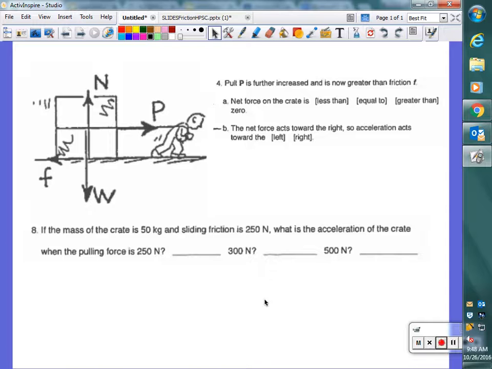All right. So let's finish up here this sheet for question number 8. Question number 8 relates to question number 4. So we said in question number 4, P is increased and is now greater than friction. So we said that the net force is greater than 0, and then if the net force acts to the right, acceleration is to the right. So for 8, if the mass of the crate is 50 kilograms and sliding friction is 250 newtons, what is the acceleration of the crate when the pulling force is 250?